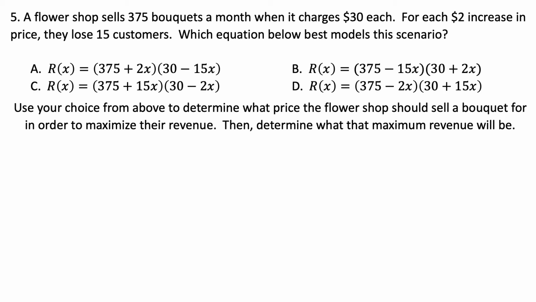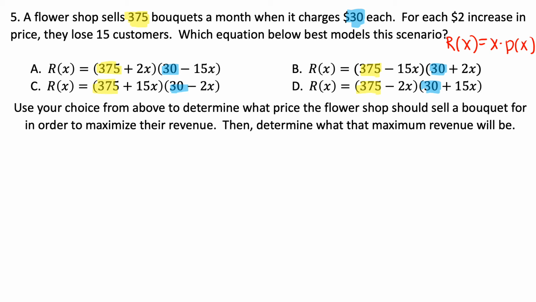In order to do this, we have to remember that our revenue, R of x, is equal to our number of units times the price. The original information we have is that our number of units is 375 and our price is 30. So we should see in all of our equations our number of units and then our price. Then it says for each $2 increase in price, they lose 15 customers. So if they add $2, they lose 15 customers. If they add $4, they lose 30 customers.